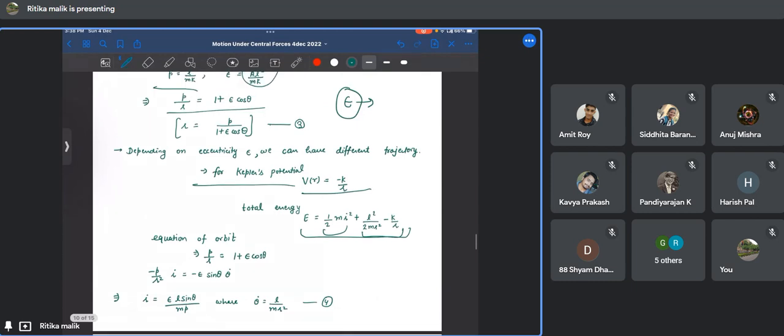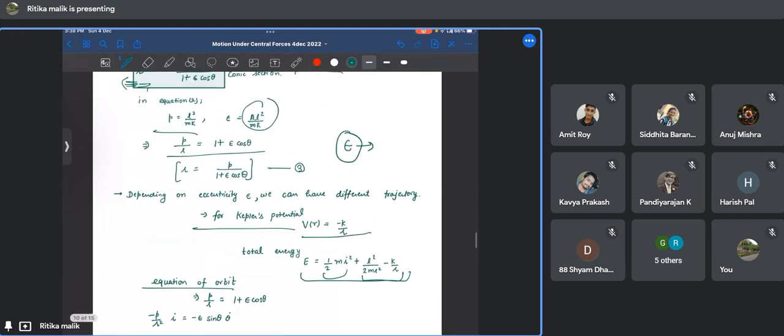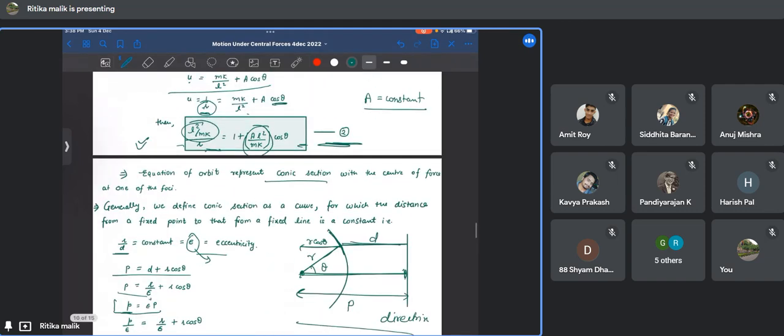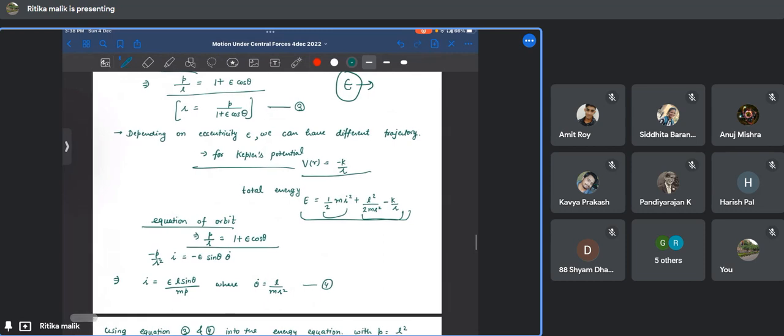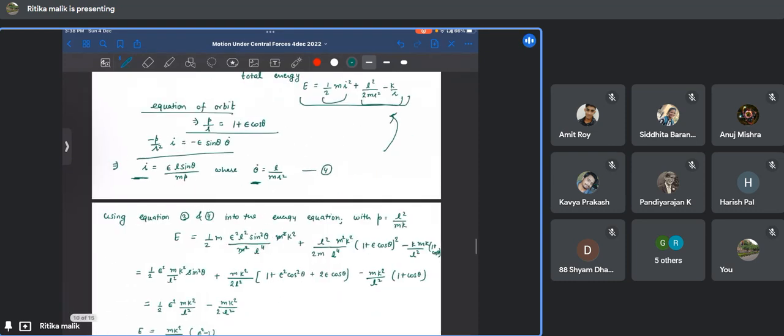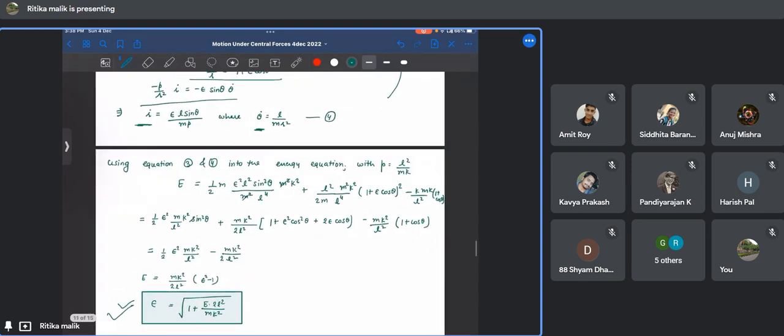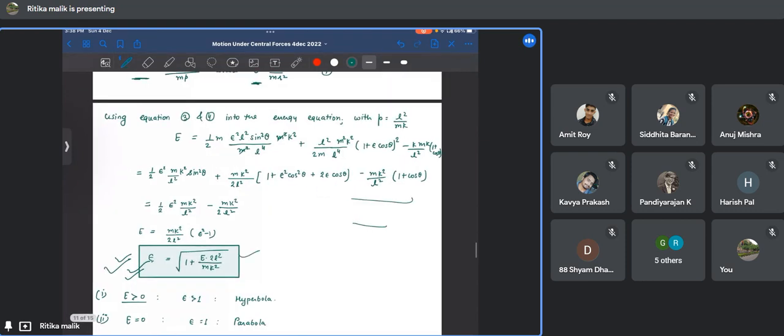your equation of orbit becomes p by r equals 1 plus epsilon cos theta. I just replace this term p and this term epsilon, and we differentiate it and calculate the value of r dot, theta dot, put this into the equation for E, solve this equation and find a relation between the eccentricity and the energy E. So this is a very important relation that can be used directly.